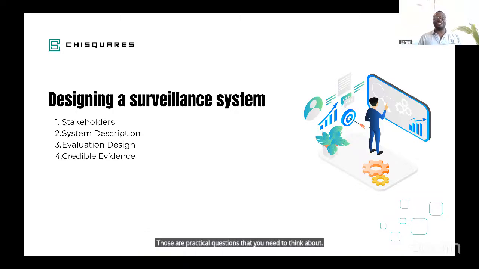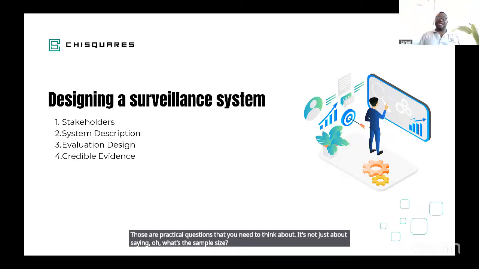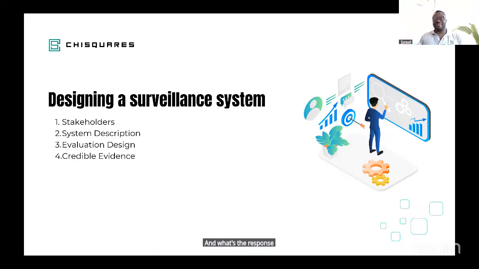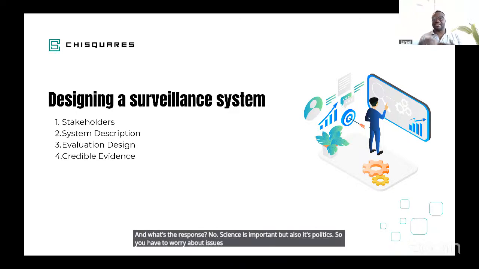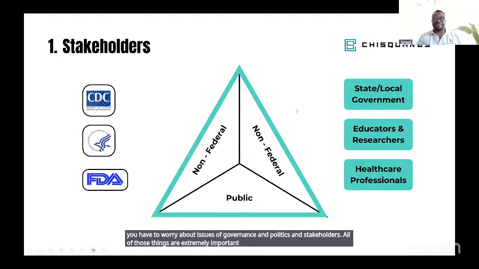It's not just about saying, oh, what's the sample size and what's the response rate? No, science is important, but also it's politics. So you have to worry about issues of governance and politics and stakeholders. All of those things are extremely important when we're designing surveillance systems.